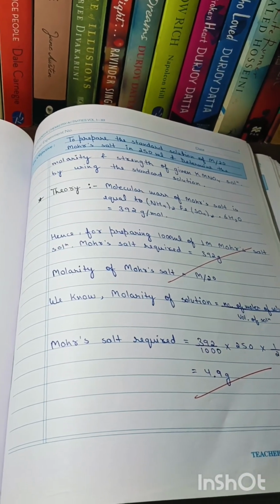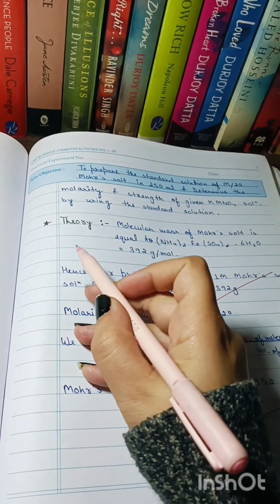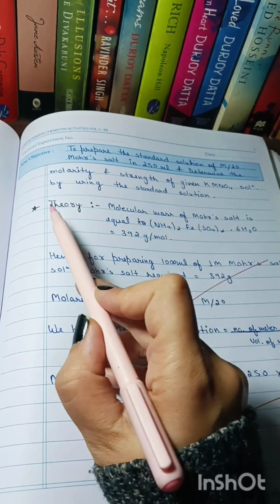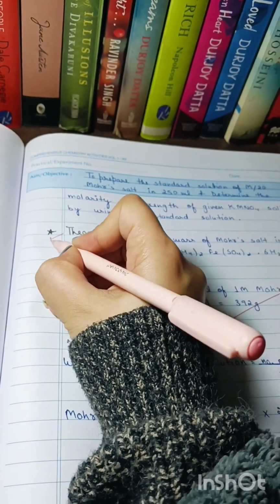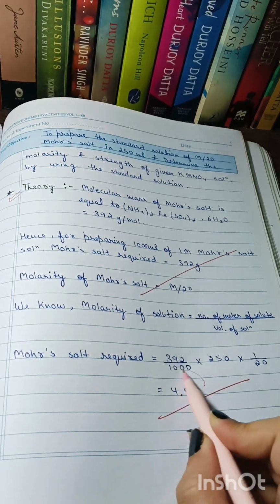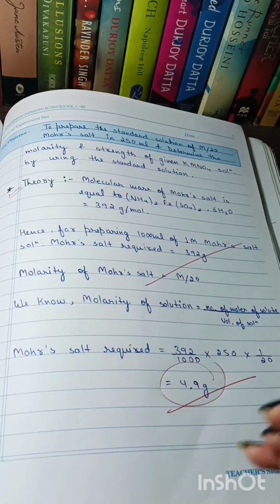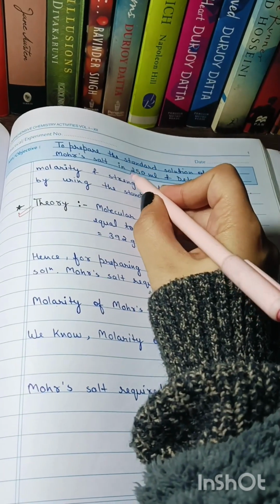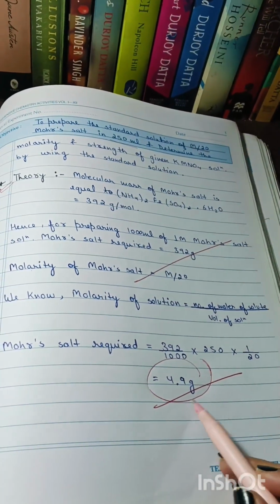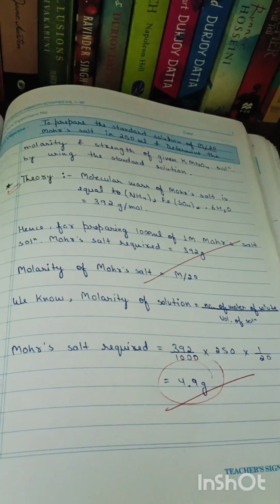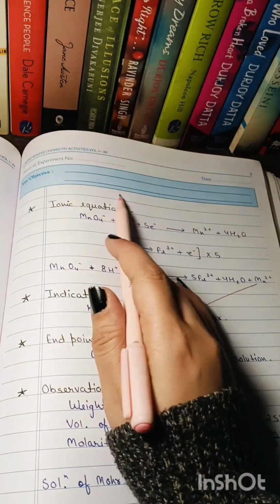Now, as the first question was on titration, so the answer will be of titration only. What are the things that you are going to write in titration? Theory part is important. This is what you are going to write. Then calculation of Mohr salt: 4.9 grams, because M by 20 volume we have taken, and 250 ml we are preparing. So 4.9 grams will come here. This is the Mohr salt that you have to calculate. Then comes your ionic equation.